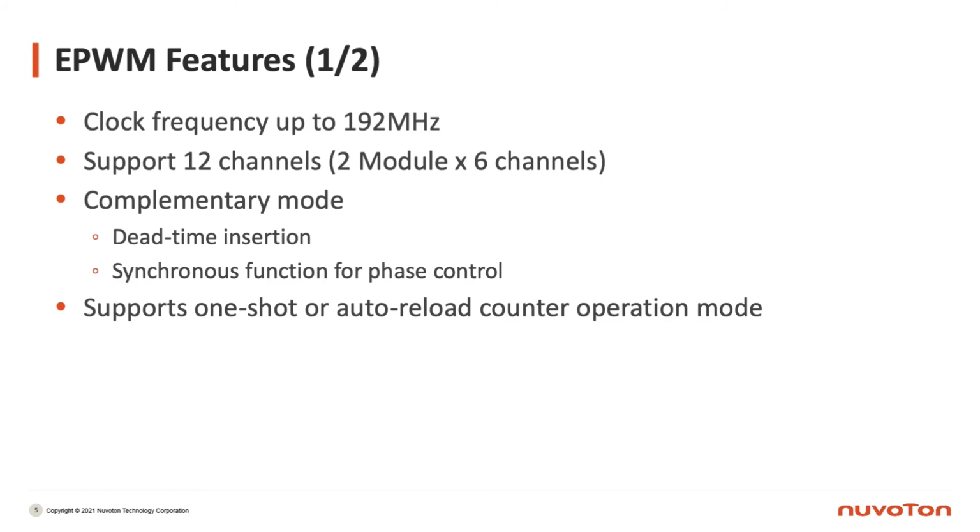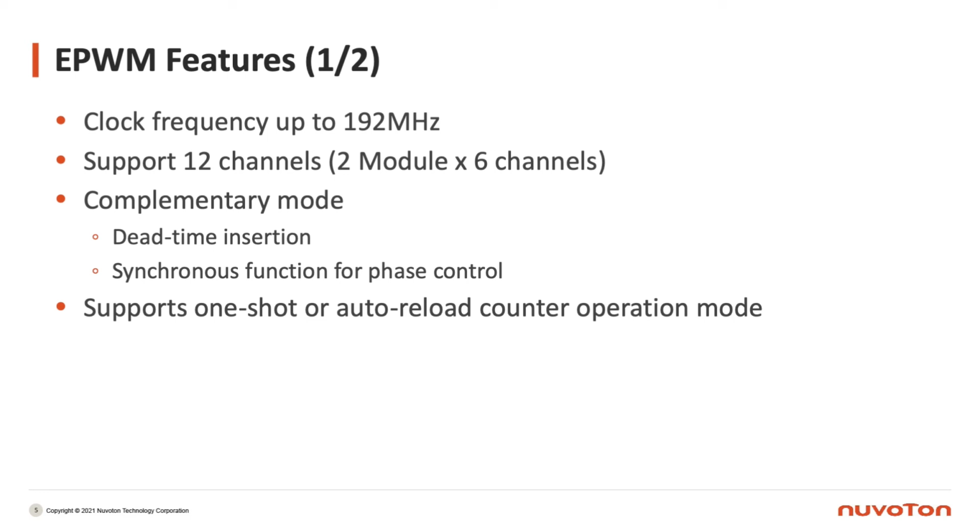EPWM features: EPWM can support 192 MHz, support 12 channels, and generate 12 signals with different frequencies. The complementary mode is supported. The complementary mode can generate 3 groups of signals. Let's use 2 PWM channels to generate 2 complementary signals, so the 2 channels must use the same counter. The complementary mode supports dead time, which can avoid a short circuit that would cause the device to break.